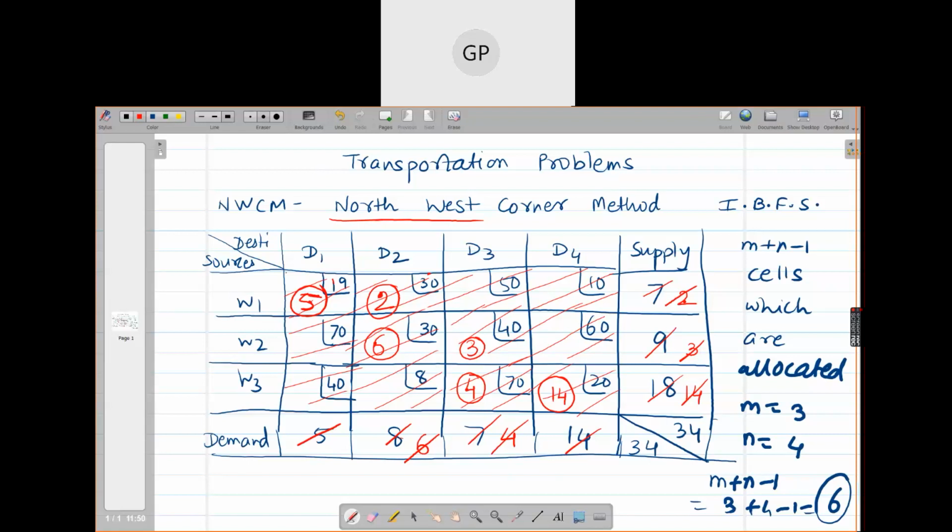Yes, girls, have you understood this? Yes, ma'am. Okay. So now we have to write down the allocations and the final transportation cost. So in how many cells did you put the units? 6. And you wanted 6 only, right? Yes, ma'am.